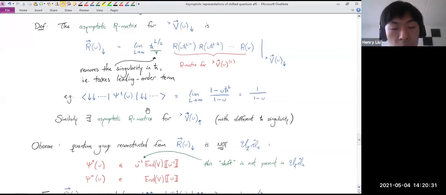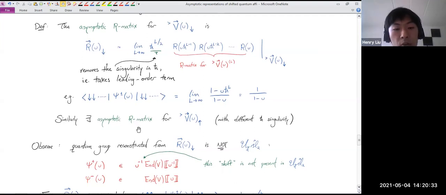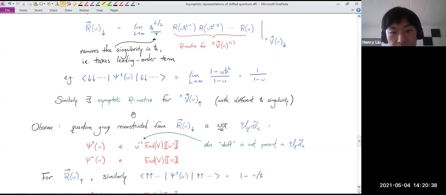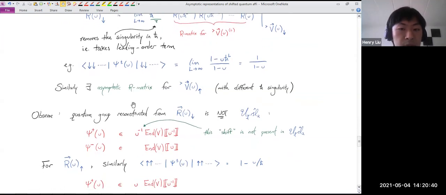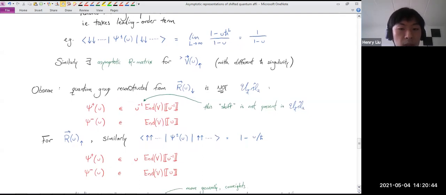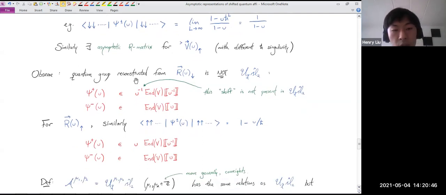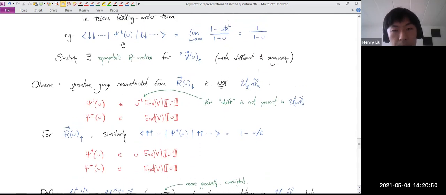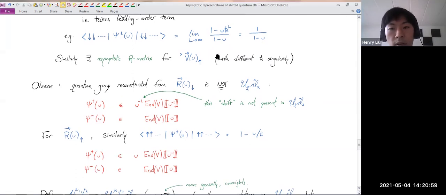And so now that we have an R matrix, we can ask, what does the quantum group reconstructed from it look like? And the answer is it's very similar to UQSO2, but it's not exactly the same. The primary reason it's not exactly the same comes from these psi's. So let's look at this series of eigenvalues.